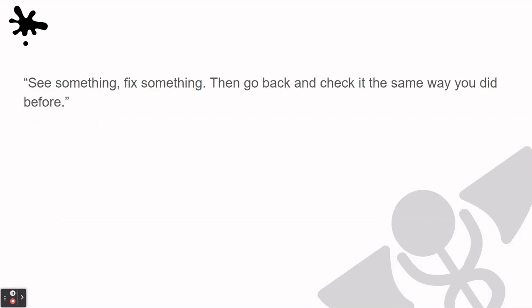So the big advice that I go back to, which was from my ATLS instructor, is he says, if you see something, fix something, then go back and check it the same way you did before. So as you're going through, you check your breath sounds bilaterally with your stethoscope, and you've got diminished breath sounds on the left, and so you do a needle decompression. Don't wait for the X-ray to see if they had a tension pneumo that you resolved. Listen again with your stethoscope, so you have a one-to-one comparison of before my intervention and after my intervention.